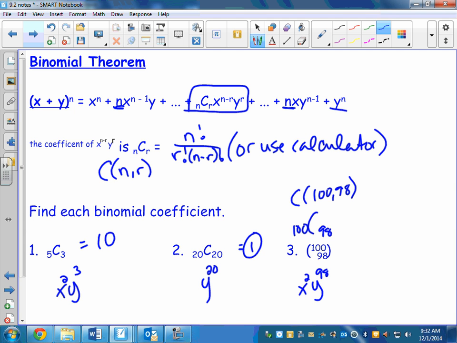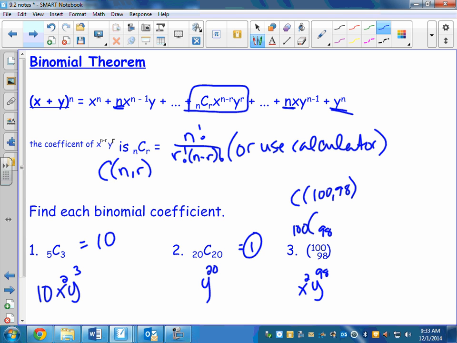Wait, what are the numbers for again? 10 and 1. What are those numbers? That would be the coefficient in front of it. So on this term, it would be like 10x squared y to the third. This would be like 1 y to the 20th, because it's the last term. And what happens on this one?